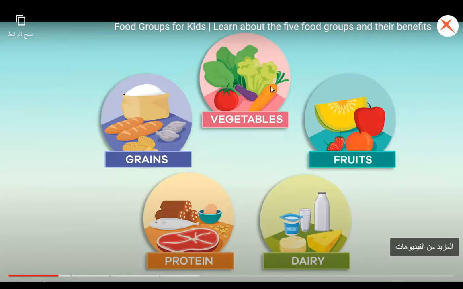Banana. Okay, banana, delicious. And I can eat grains like cereals or bread or oatmeal. What's your favorite grain, Muhammad? You like cookies? Rice. Rice, okay. And Kareem, what's your favorite grain? Cookies. Okay. And Yahya, what's your favorite grain? Bread. And Fairuz, what's your favorite grain? Rice. Rice, excellent. And Malak, what's your favorite grain?